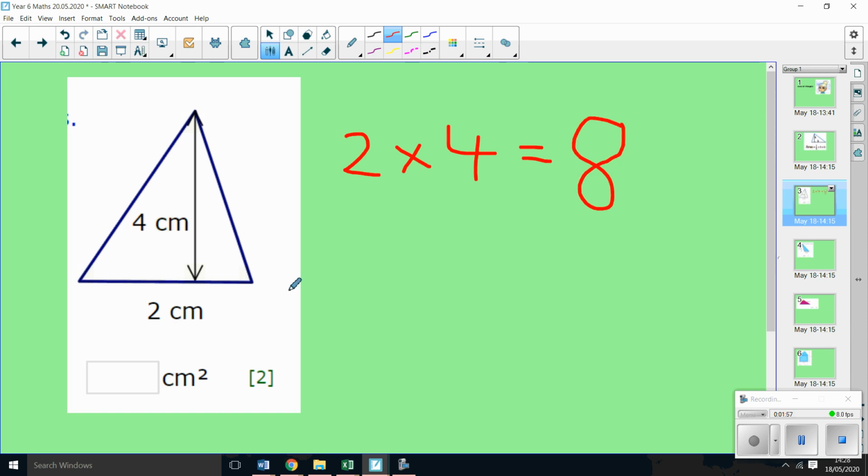Now, don't forget to half your answer, okay? And on the next slide, I'm going to show you why we actually half our answer. It's important to know why, okay? So for this one, I know that half of 8 is 4.